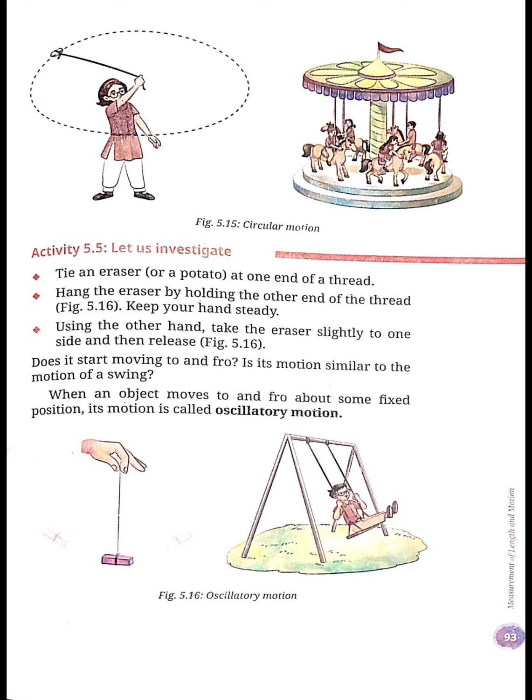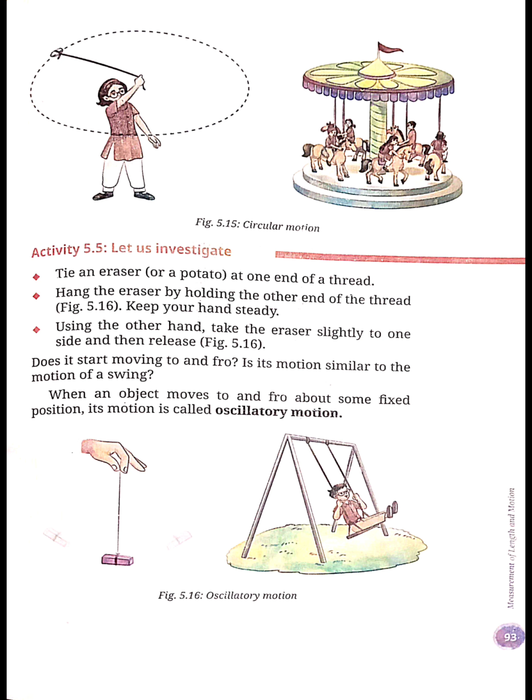Activity 5.5. Let us investigate. Tie an eraser or potato at one end of a thread. Hang the eraser by holding the other end of the thread. Figure 5.16. Keep your hand steady. Using the other hand, take the eraser slightly to one side and then release. Does it start moving to and fro? Is its motion similar to the motion of a swing? When an object moves to and fro about some fixed point, its motion is called oscillatory motion.